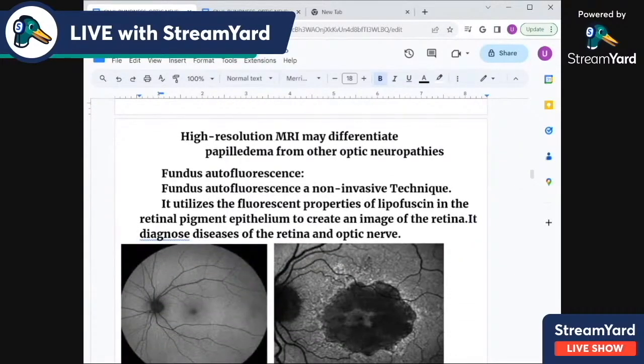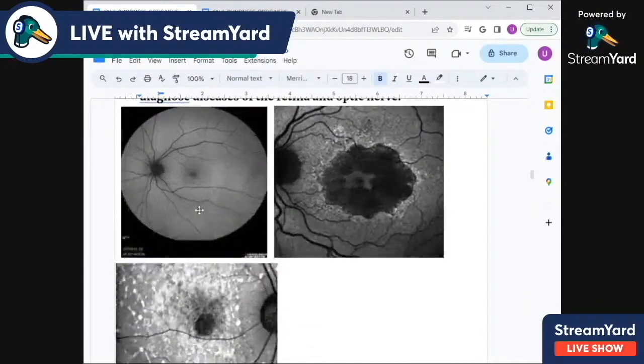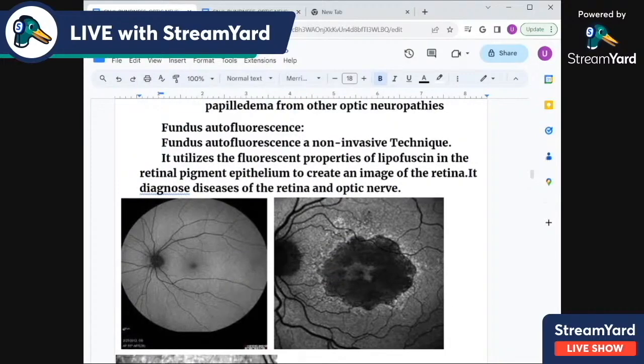And next is fundus autofluorescence. What is this? Fundus autofluorescence is a non-invasive procedure that detects cellular products in fluorescent disorders. This is autofluorescence: lipofuscin is extruded out and it is detected by fundus autofluorescence.